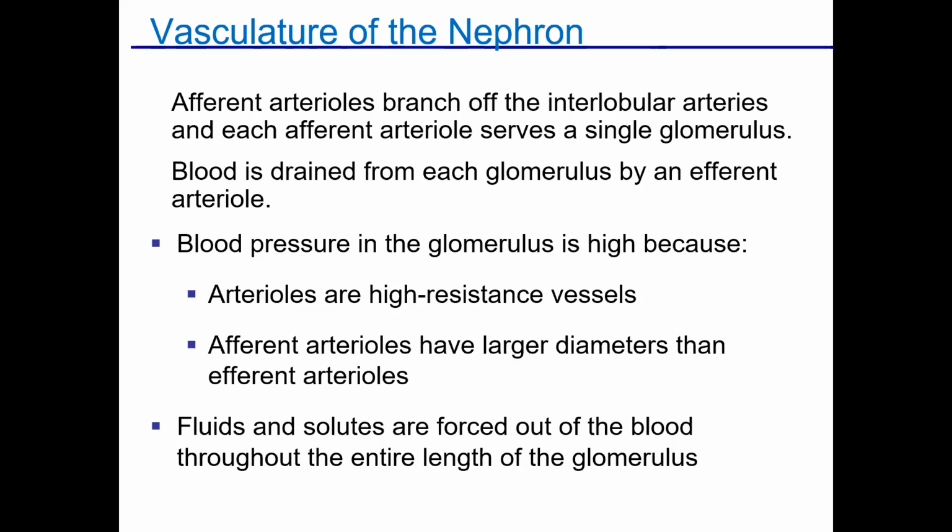What also helps is that the efferent arteriole is smaller. The arteriole that drains the blood out of the glomerulus is smaller in diameter than what goes in. So we always have more blood going in than we can get out, and in doing so, we have a little bit of back pressure that's forcing materials out through the fenestrations.